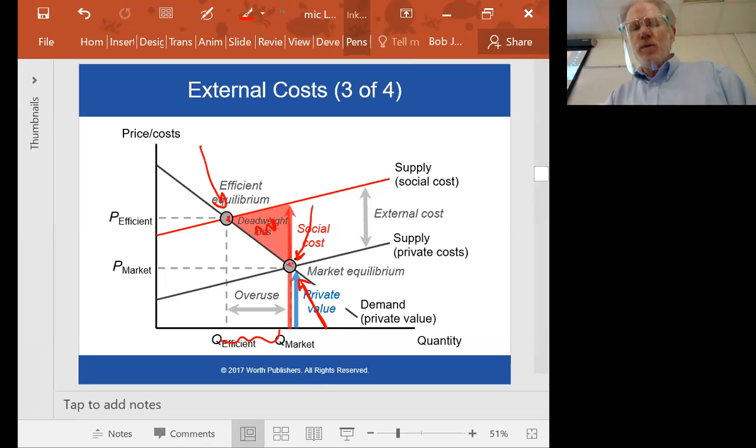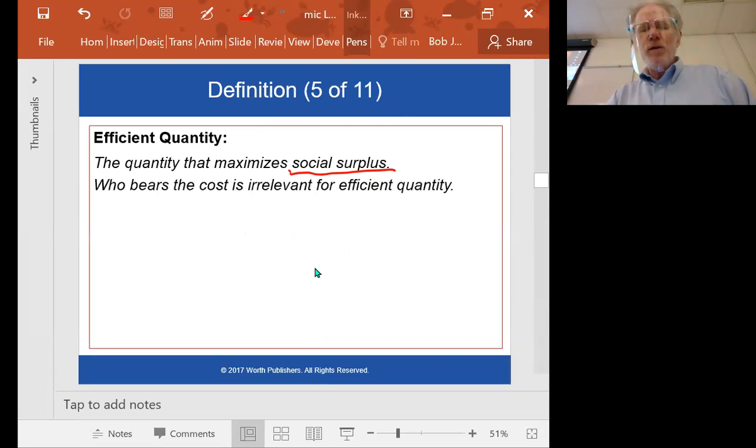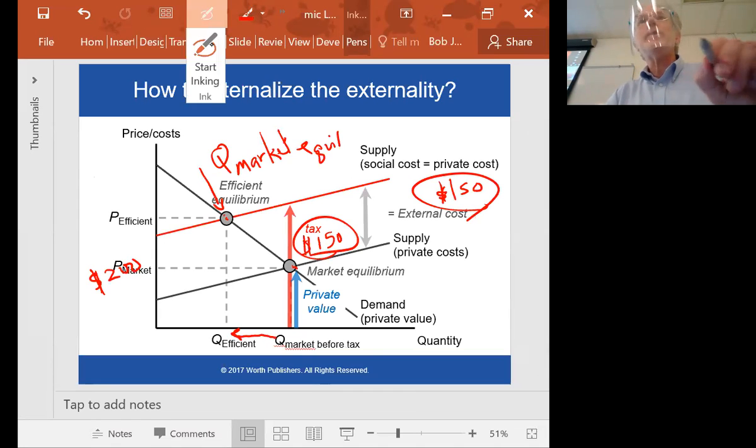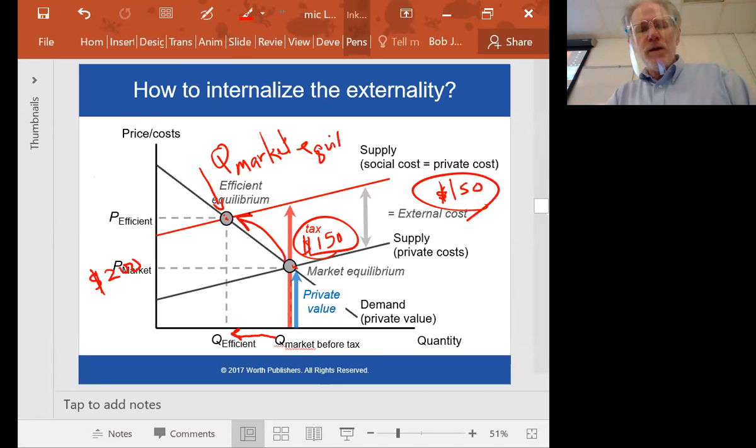This was the equilibrium. Okay? But once we impose this tax, then the actual market supply curve shifts. So our actual equilibrium moves from here up to there. This is now where we're going to be. And so there's no deadweight loss because we no longer have overproduction.